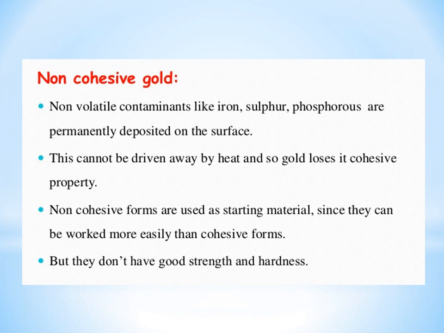So all the non-volatile contaminants like iron, sulfur, phosphorus, etc., are permanently deposited on the surface, and it cannot be driven away by heat. And so this gold loses its cohesive property. It does not cohere to its opposing sheet. So non-cohesive forms are used as starting materials, and then they can be worked more easily than cohesive forms. They are easy to manage, but they don't have good strength and hardness. That's why they are rarely used, and we tend to prefer the cohesive gold.